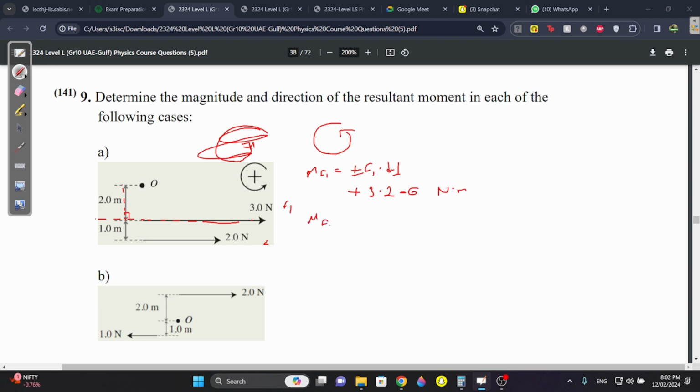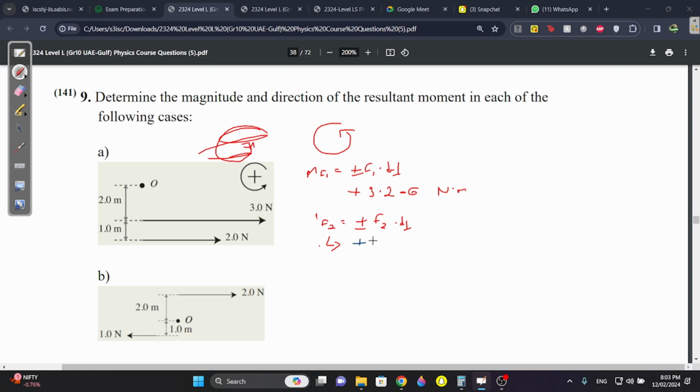The moment of F2 will be plus or minus F2 times D perpendicular. Is it plus or minus? F2 again goes like this, or it can go all the way around. It's going to be the same direction, so it's going to be plus, since it's counterclockwise. We said it already.